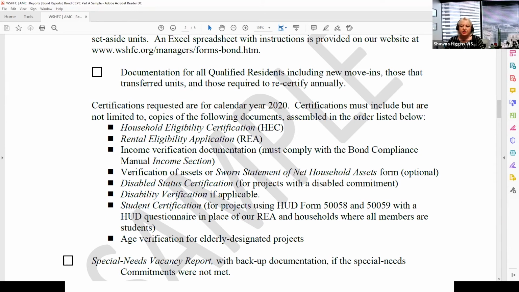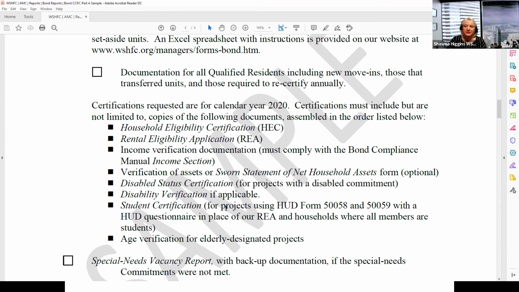And then the student certification. For projects using HUD, you can use form, oh, okay, this should have been somewhere else. So the student certification, that question is also answered on the REA. They could check yes or no. I always try to suggest everyone have their residents fill out the student certification. That way there's no questions asked. It goes into detail on that questionnaire, so it's a little more specific, but it's not required. If it's answered on the REA, then that suffices for us.